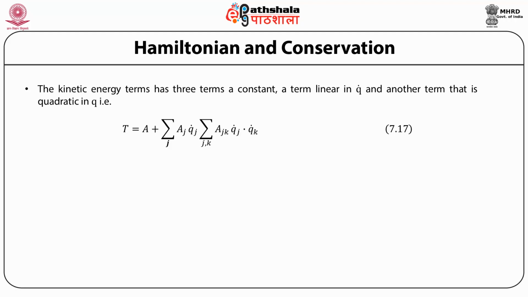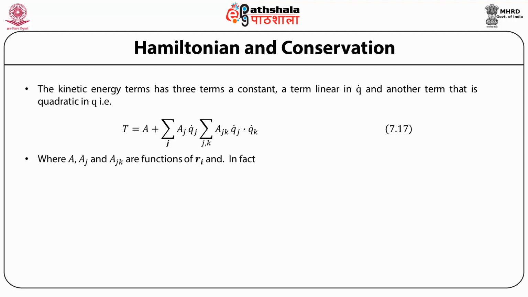So the kinetic energy term T in terms of generalized velocities can be written as a term A, which is a constant term that does not depend on the generalized velocity, plus sigma over j of aj qj dot, plus a term which is quadratic, sigma over jk of ajk qj dot times qk dot, where these quantities aj and ajk are functions of only the Cartesian coordinates ri.